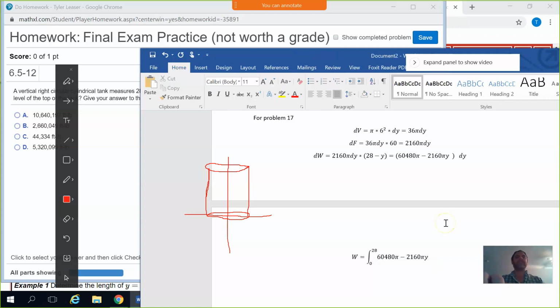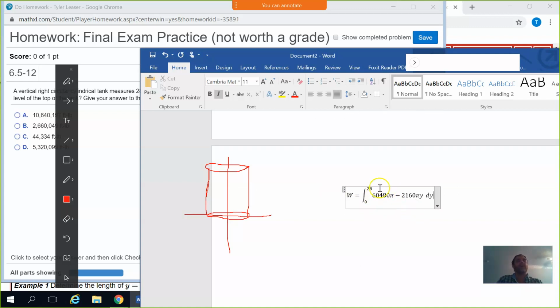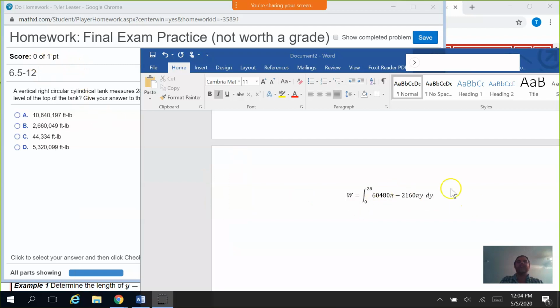Okay, and then you just do it, right? So that integral is not too bad, just some polynomial stuff. We're going to throw a y on this, minus this we're going to raise up to y squared and divide by that 2, and then plug in from 28 to 0. I don't really feel like doing that, because it's not hard.